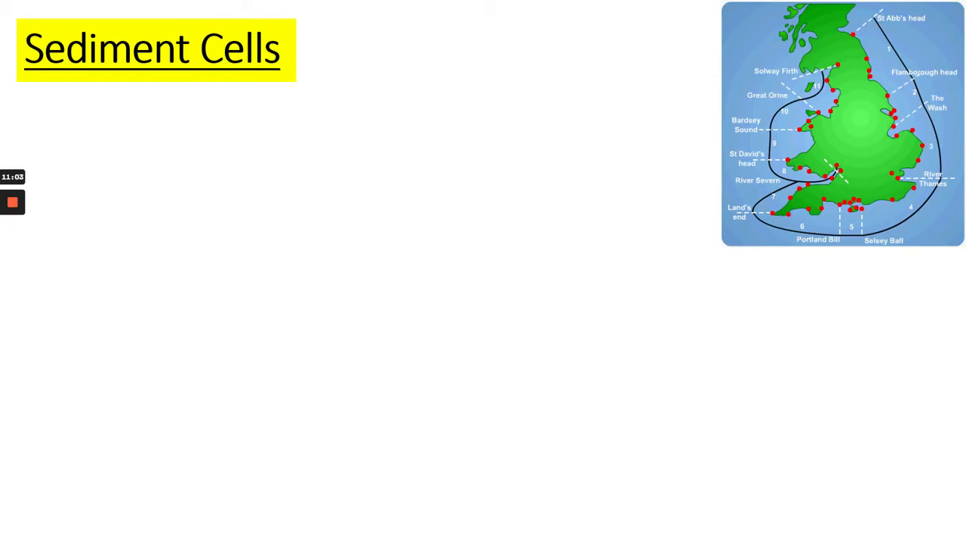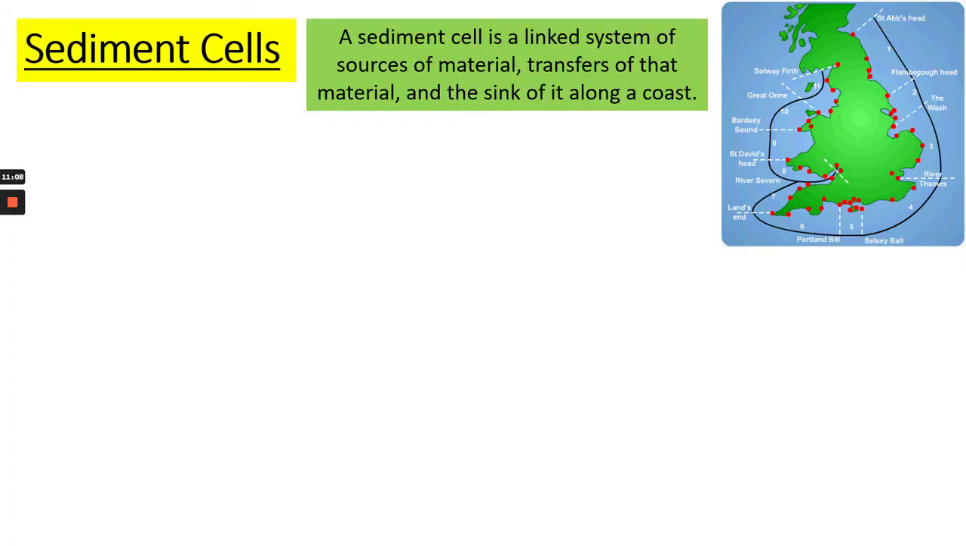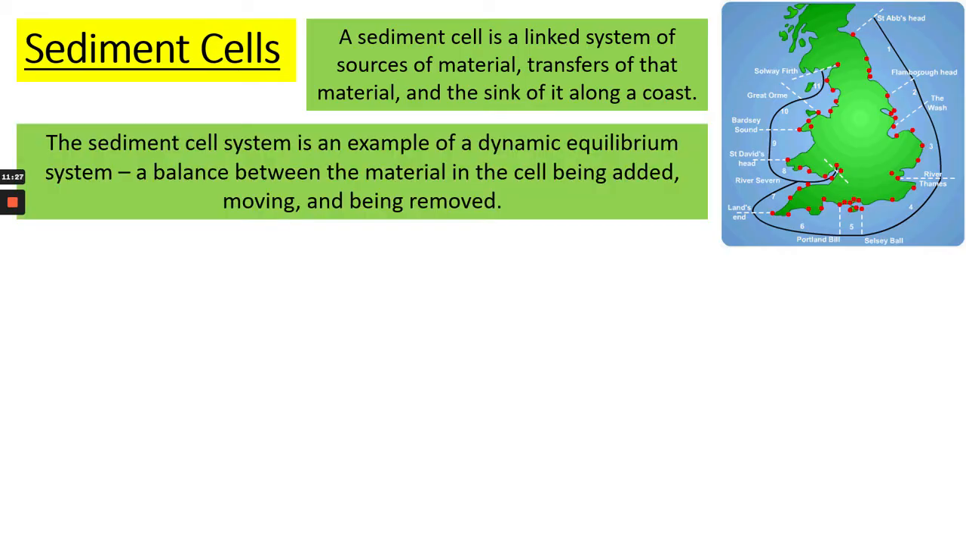Okay, so sediment cells. You can see a map of the 11 sediment cells of the UK on the right hand side here. And a sediment cell is basically a system. It's a closed loop system. Inputs, transfers, outputs happen in that cell. And there are 11 of them in the UK, as you can see. It's an example of what's called a dynamic equilibrium. It's a balance between the material in the cell being added, inputs, moving, processes or transfers, and removed, outputs.